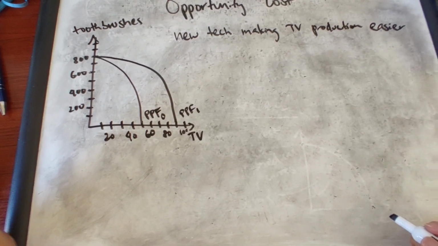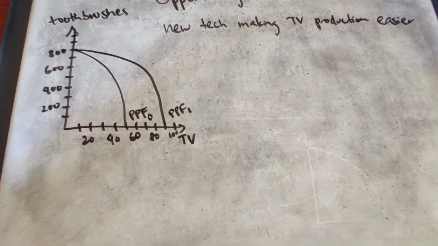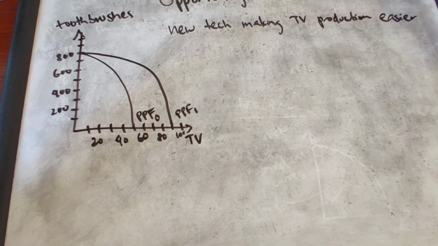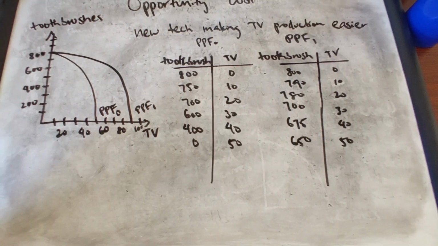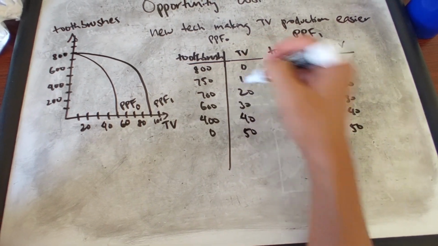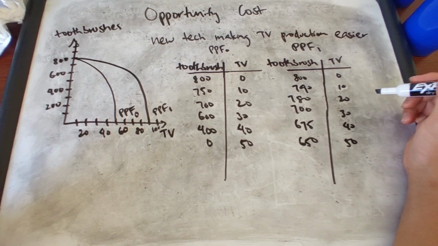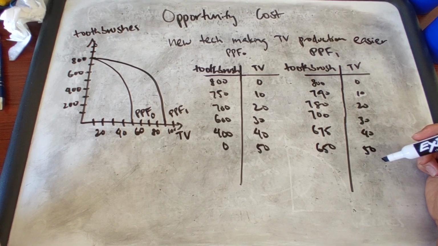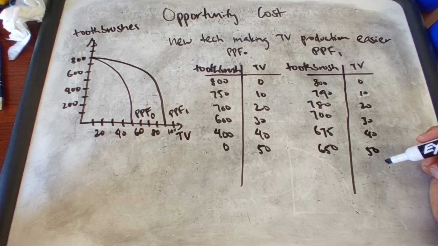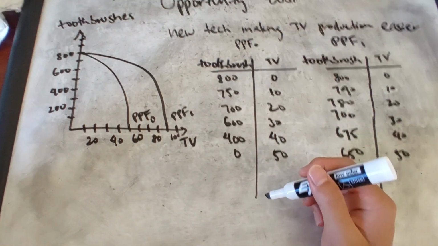So because what we're talking about right now is the opportunity cost, let's talk about how this new technology changes the opportunity cost of this company. So I just made a table with the values that come from the curve. This is the table for the first PPF, and this is the table for the PPF after the change. So what we could do here is compare the opportunity cost between the before and after. So let's start with the first one first.